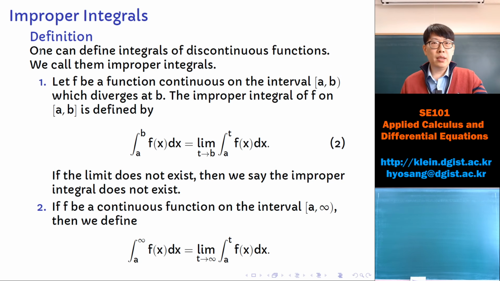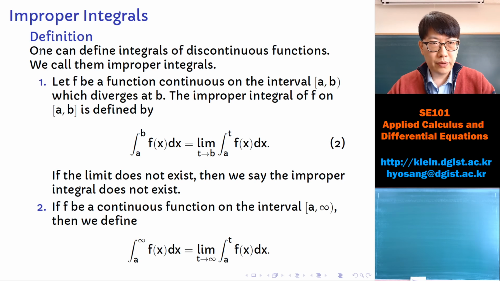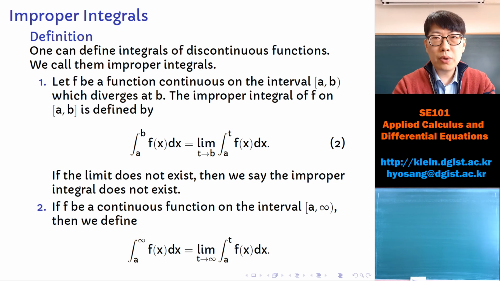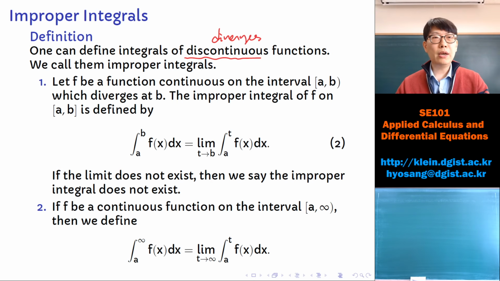So one can define integral of discontinuous functions. So I said that there are two types of discontinuity of functions. One is a function has a limit, but it's discontinuous because the value of the function is not defined. Another one is the function diverges at some point. So in this discontinuity, we are talking about diverging situation. Okay, and in that case, the definite integral on this continuous function is called improper integral.